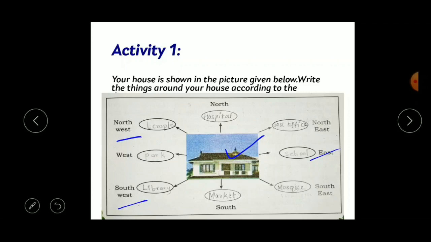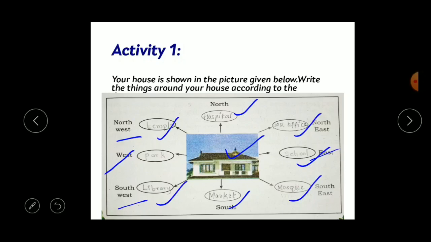Whatever places I have written here are based on my house. In the same way you have to write based on your house. In the north direction I have a hospital, in the south a market, in the east a school, in the west a park, in the northeast a post office, in the southeast a mosque, in the southwest a library, in the northwest a temple. It is based on my house. In the same way you have to write the things around your house according to the direction.